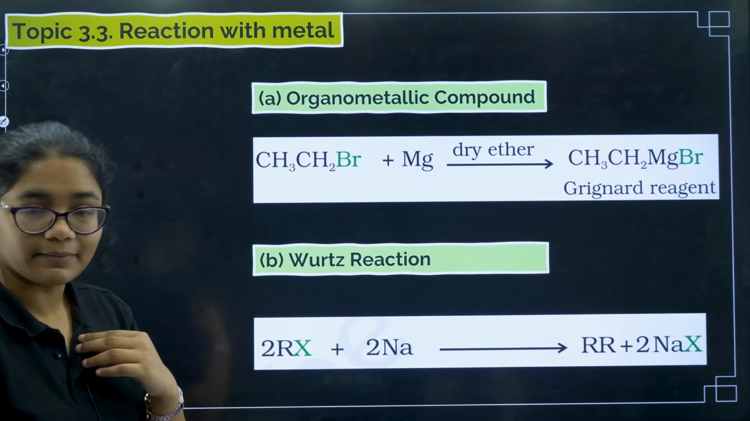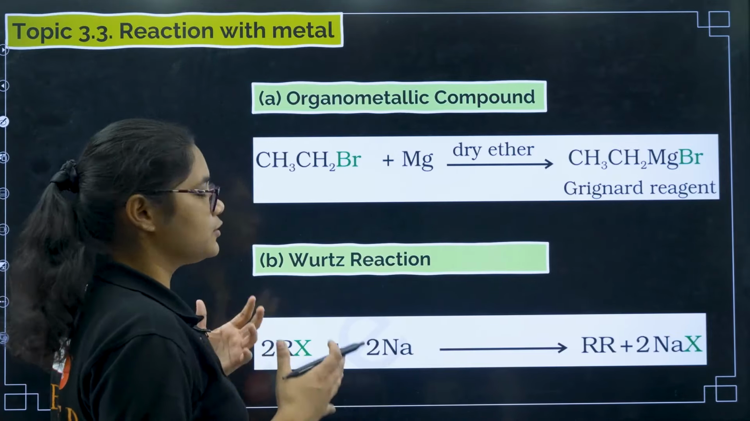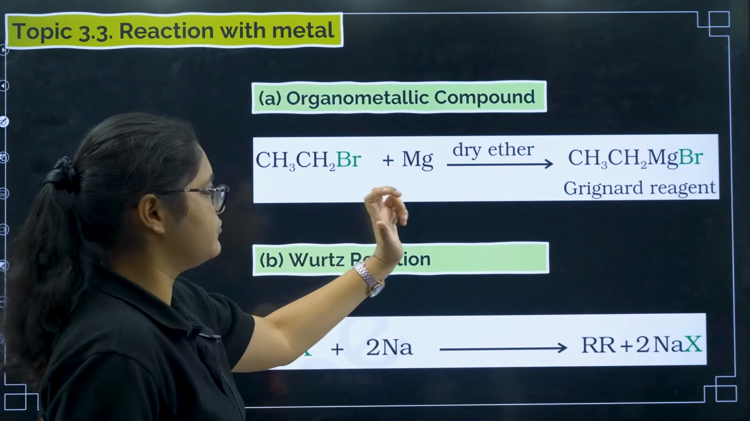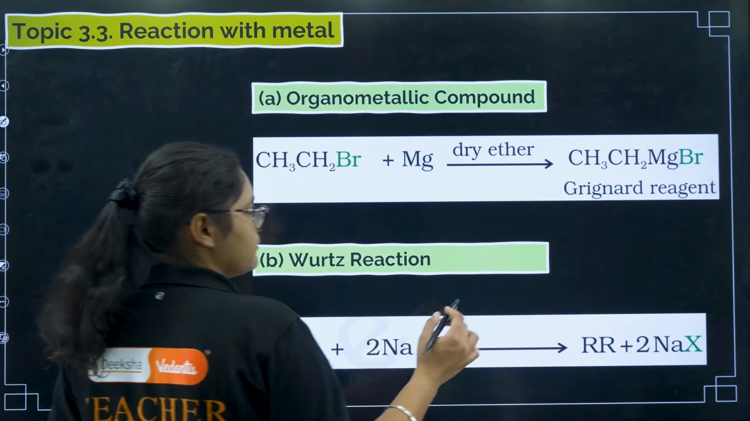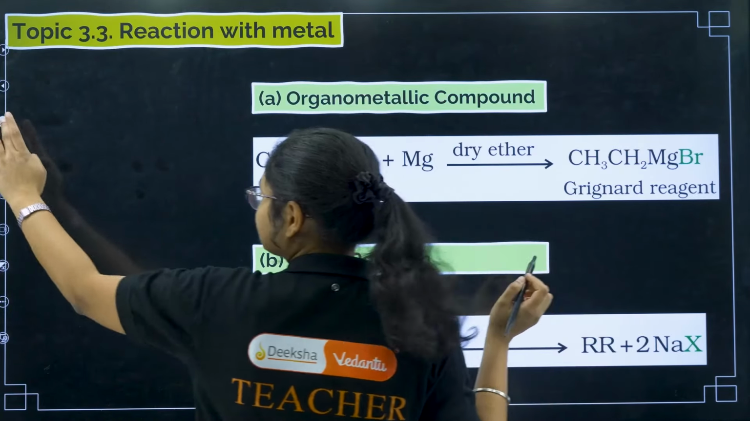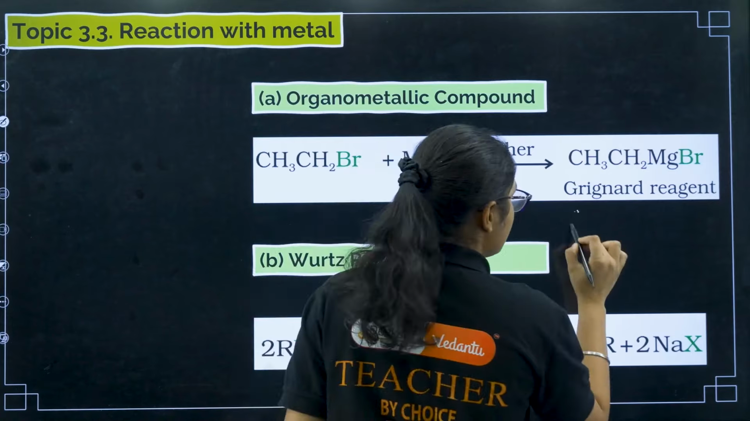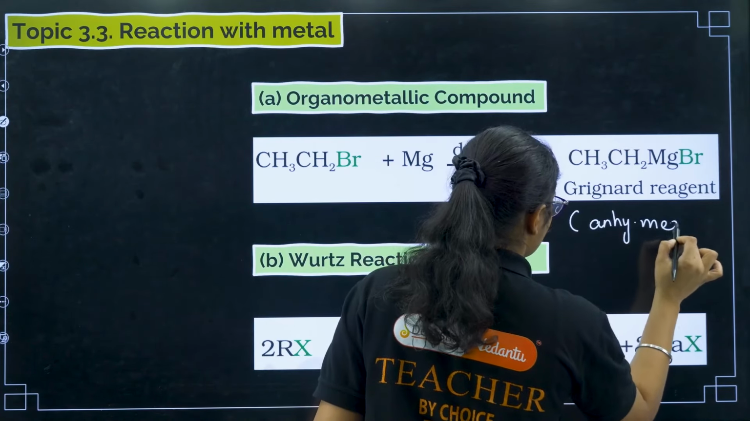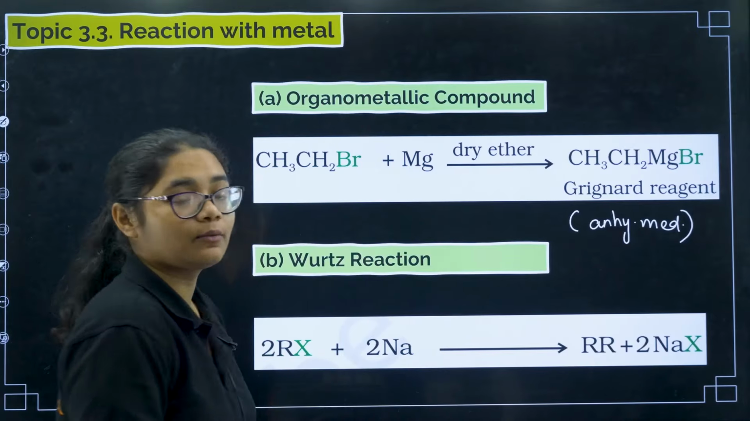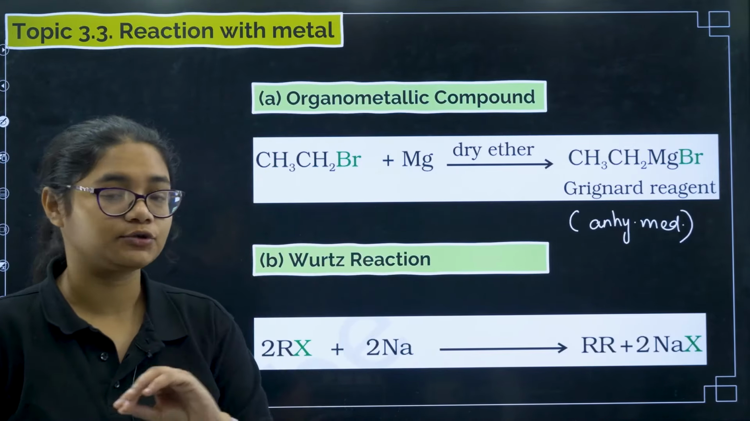Next, reactions with metals, it is very simple. First one is your Grignard reagent, RX plus Mg will give you RMgBr, which is called Grignard reagent, and you should remember that it always requires anhydrous medium, or there should be no water.